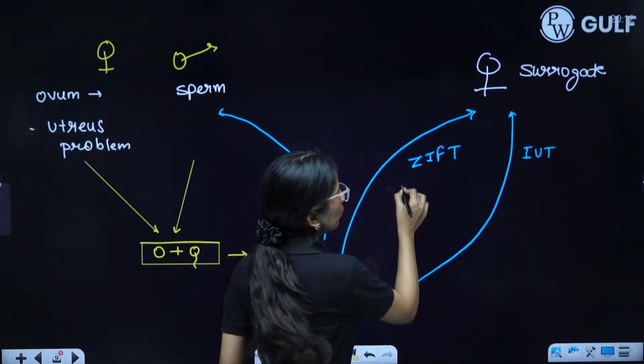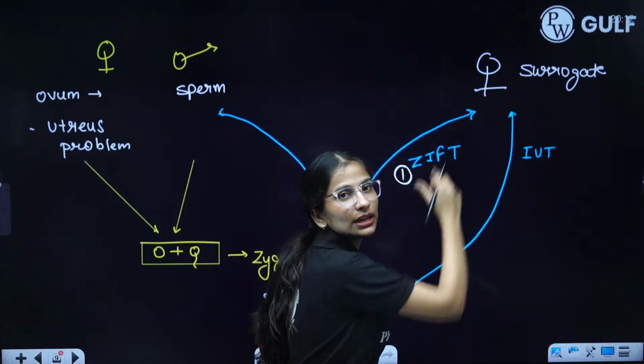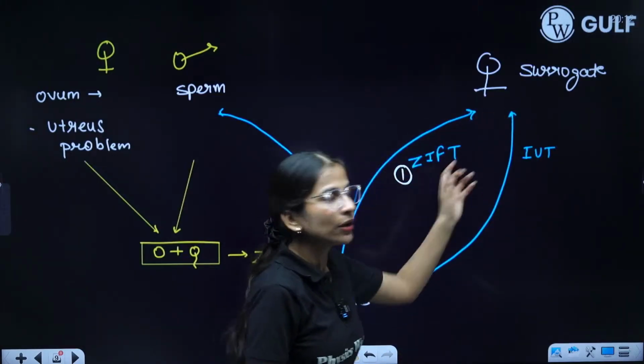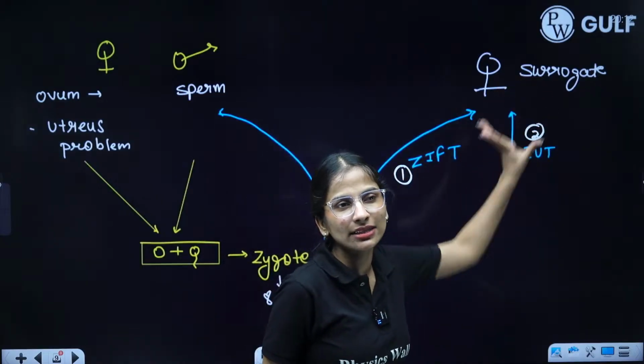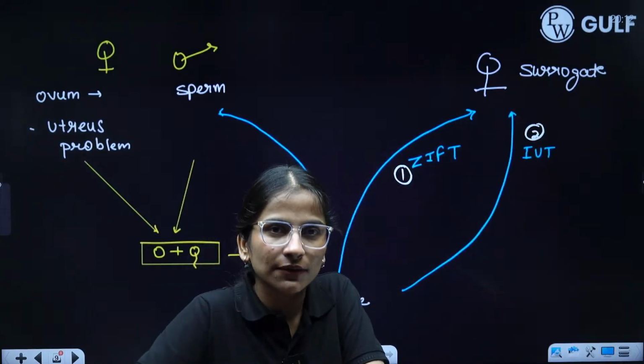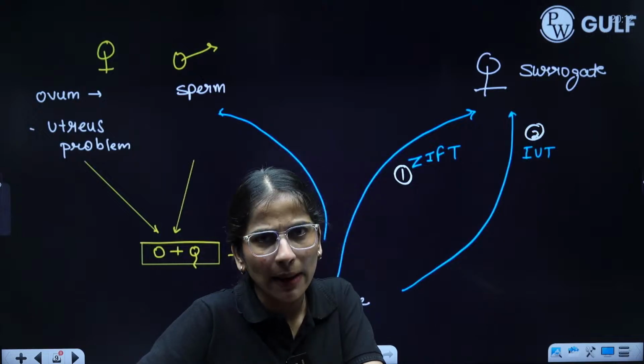We can perform ZIFT also, that means a transfer in the fallopian tube of the surrogate. Or secondly, we can perform IUT, intrauterine transfer, as well. That means in the surrogate's uterus directly we can transfer that cell mass that we have produced in lab condition.